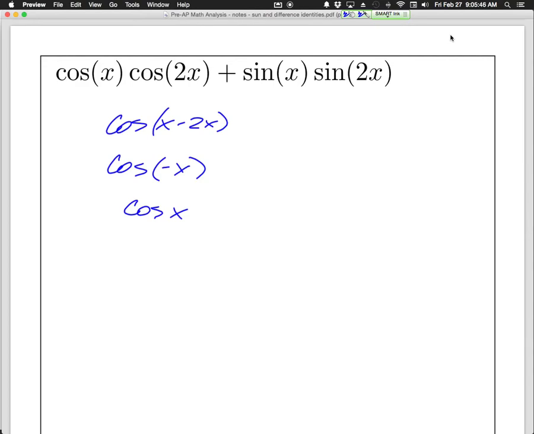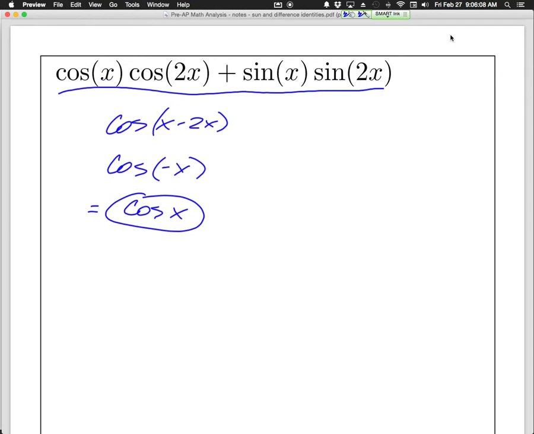Okay, we don't want to leave a negative inside. What's going to happen with the negative? What are my two options? It goes away, or it goes out front. Since I'm dealing with cosine, it goes away. So this is equal to cosine of x. That big thing simplifies to cosine of x using the sum and difference identities. Wow.